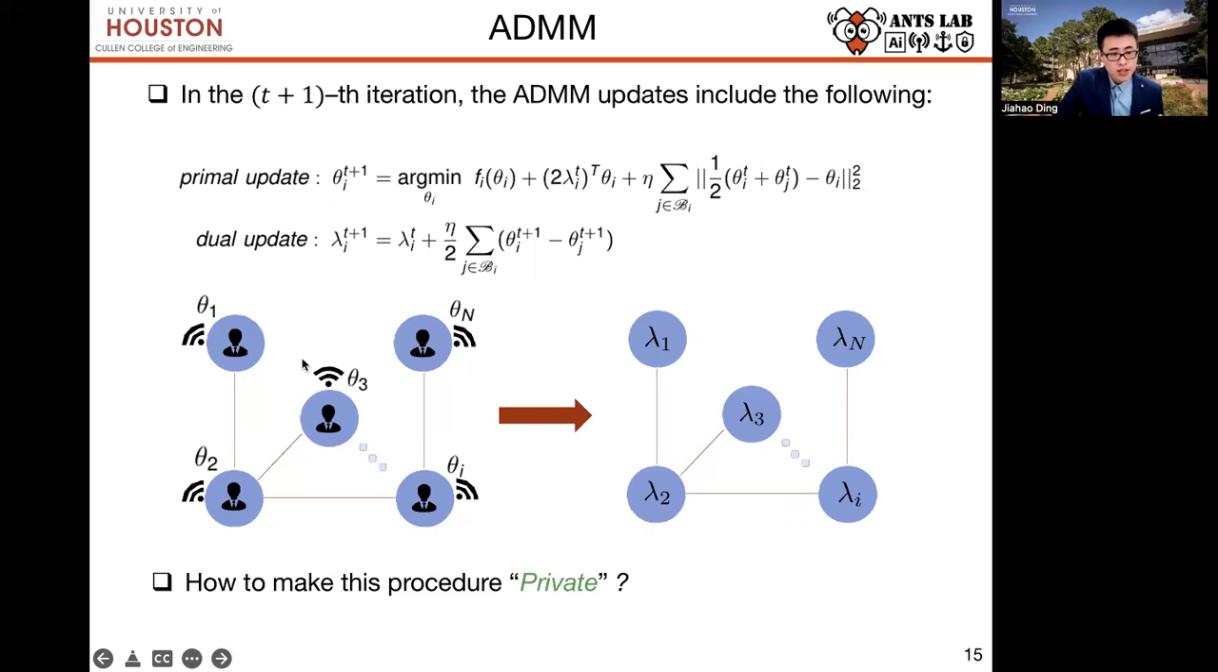And after performing the local update, the agent will send the new model to the server, to the neighbor agents, and then each agent will perform the dual update to use the new primal model here. As I mentioned at the beginning, the information exchange during this process gives rise to privacy leakage, right? The question is how to make this procedure private.